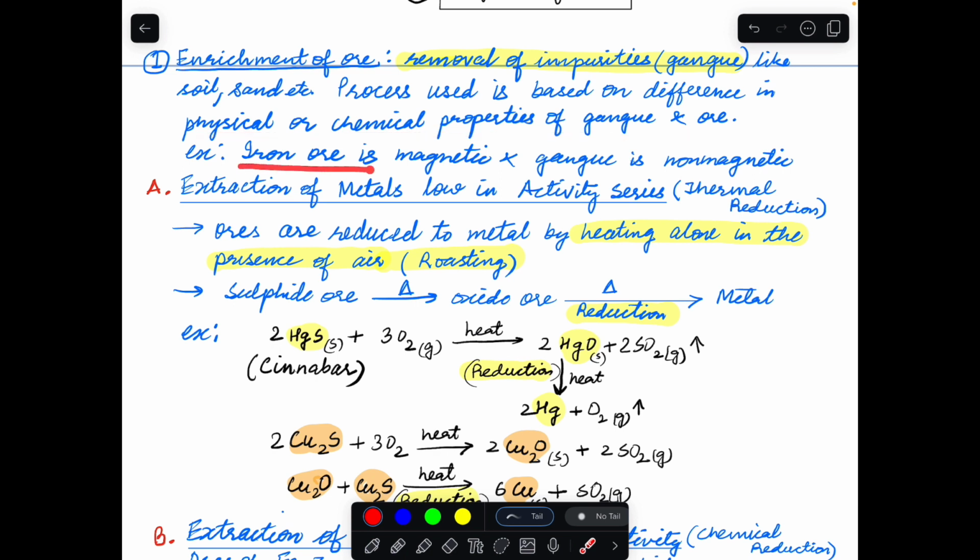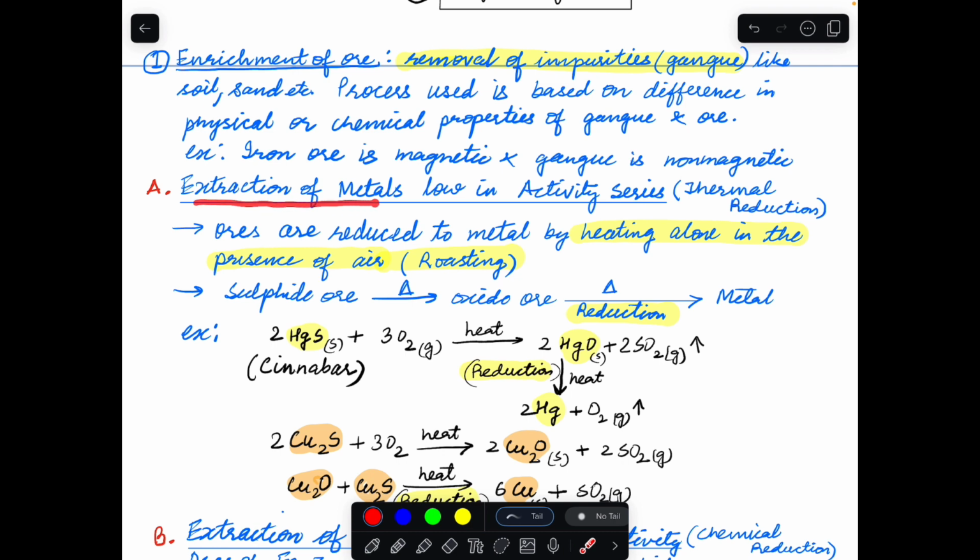For example, in case of ores of iron, these ores are magnetic. So suppose the ore is magnetic and the impurities are non-magnetic. So with the help of magnetic separation, that is, we utilize a strong magnet to separate ore from the impurities. The ore will be attracted towards the magnet while impurities will not be attracted, therefore they get separated. So the first step is done, that is enrichment of ore. Sometimes the ore is heavier and the impurities are lighter. So we will remove impurities either by the gravitation process or by the decantation process.